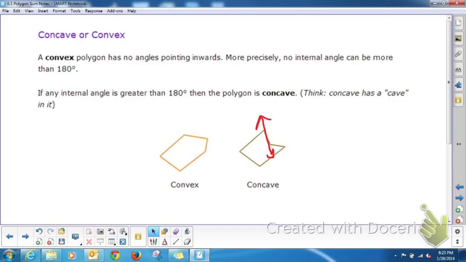Or if you think of it this way, if you draw a line on any of the sides and the line goes inside of the polygon, then that's concave. If you draw a line on all of these sides, none of them will cut into the interior of this polygon. So this one's convex. All the sides are sticky-outy. Concave, it's got a cave-in. Even if it's like a tiny little cave-in, it's still concave.